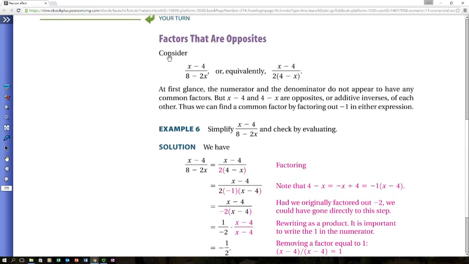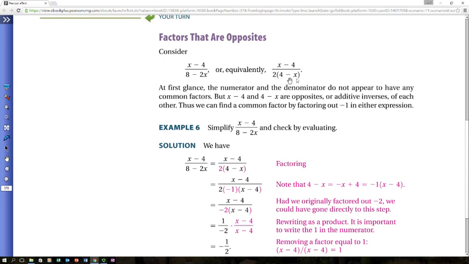So they want us to consider this expression here, x minus 4 over 8 minus 2x. And we could factor that. First you look for common factors. There's nothing in the numerator, but there is a 2 that's a common factor in the denominator, and we get 2 times 4 minus x. At first glance, the numerator and denominator do not appear to have any common factors. They're not exactly the same.